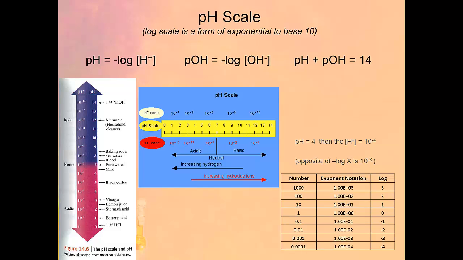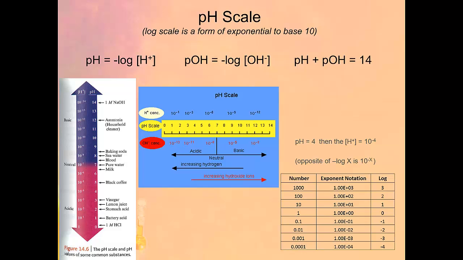So there is a relationship that pH plus pOH must always equal 14. So if the pH is 3, then the pOH must be 11. Because remember that Kw, the value for Kw, was 1 by 10 to the minus 14. And this is why we have this relationship where pH plus pOH equals 14.